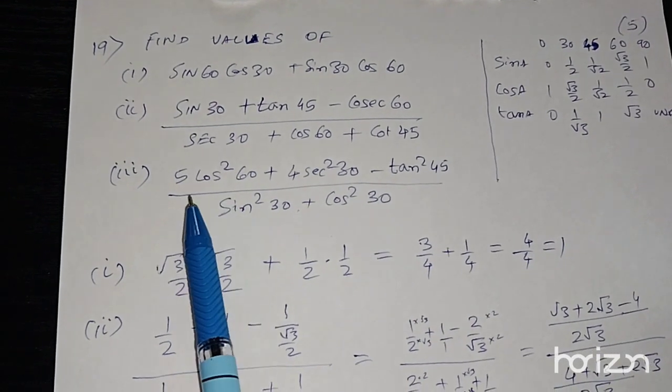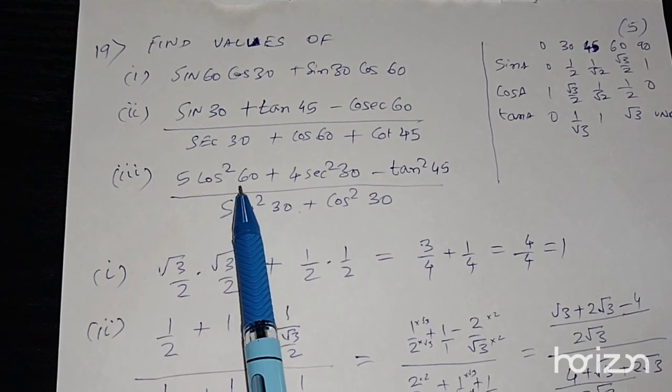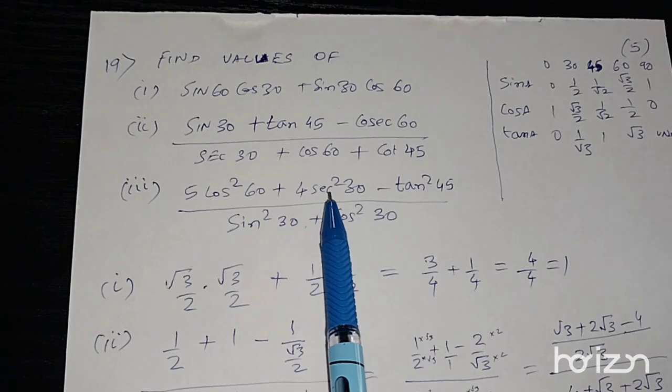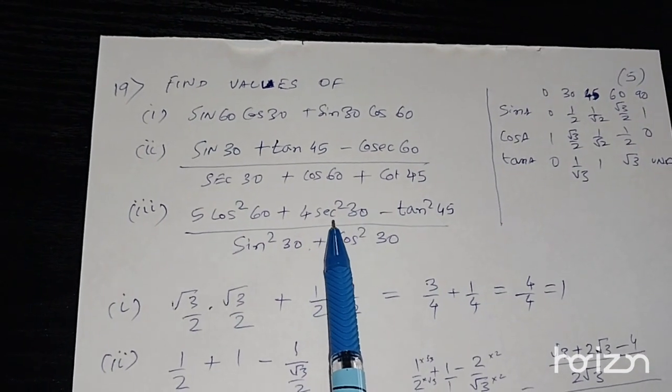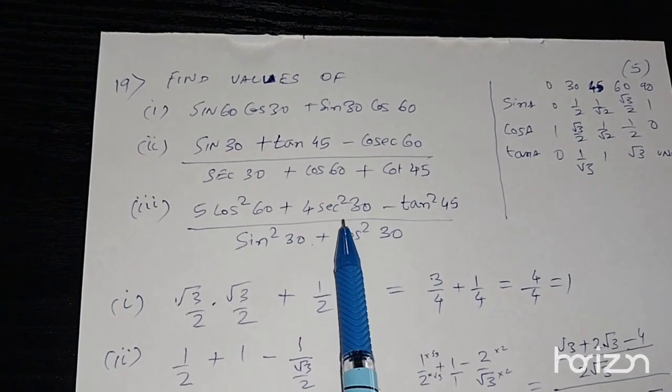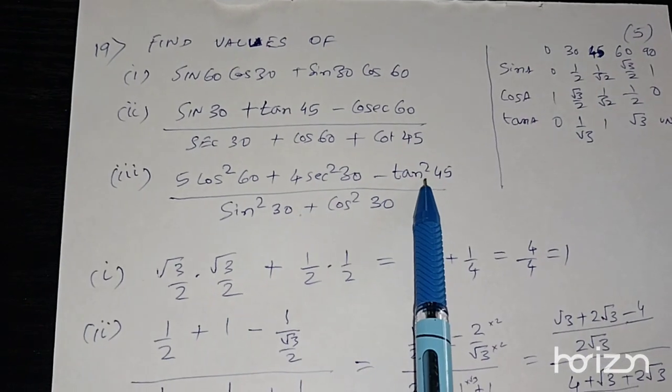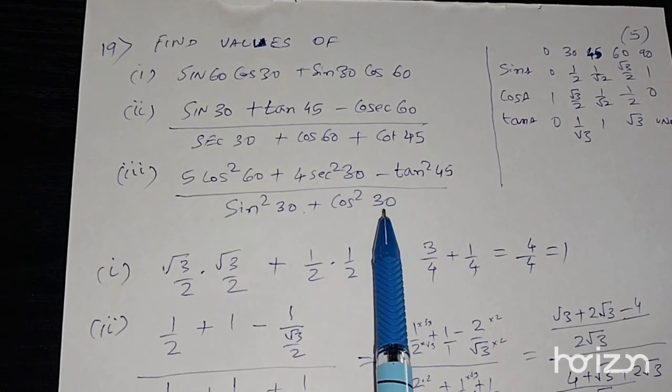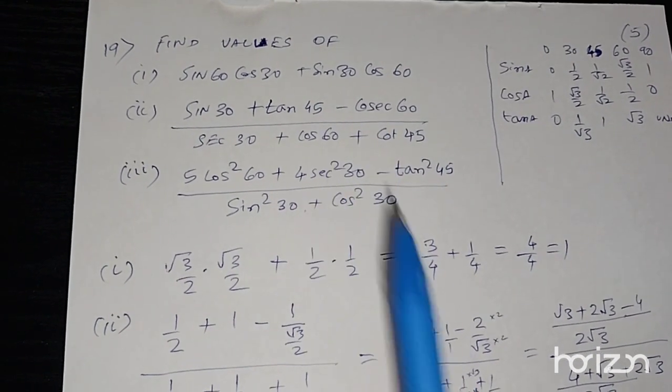Okay. And the third sub problem is 5 cos squared 60 plus 4 secant squared 30. Here also you can replace this by 1 upon cos squared 30, and tan squared 45, sin squared 30 plus cos squared 30. Okay. So this is the problem.